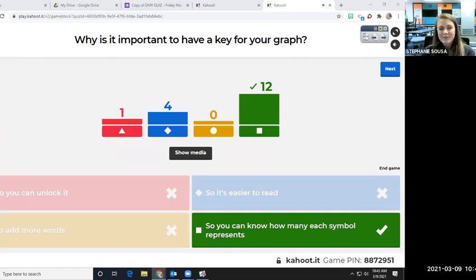I knew that blue one was going to get you because that's what I say all the time. But the official reason is so you know how many each symbol represents. That's our math vocabulary. How many times do I tell you people use math vocabulary in your answers? So many times. All right, so you can know how many each symbol represents. All right, well, thank you, Vinny. That's a very nice compliment.